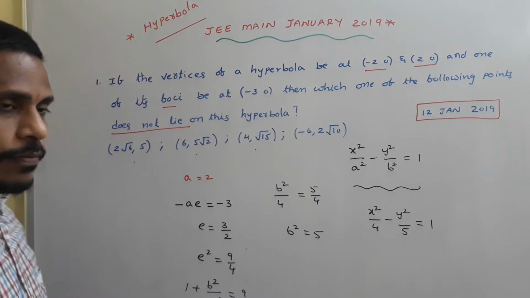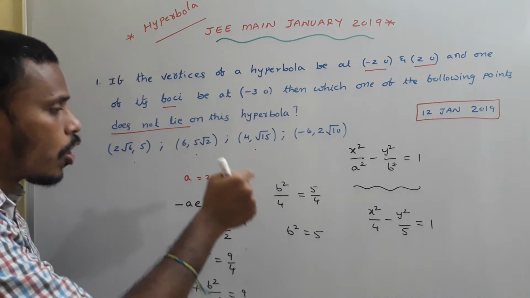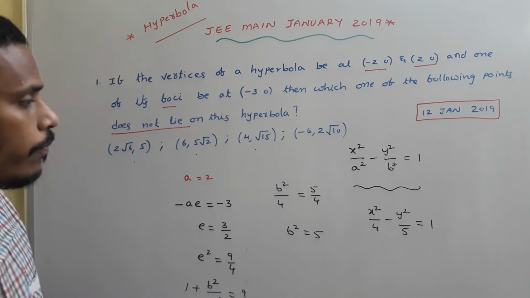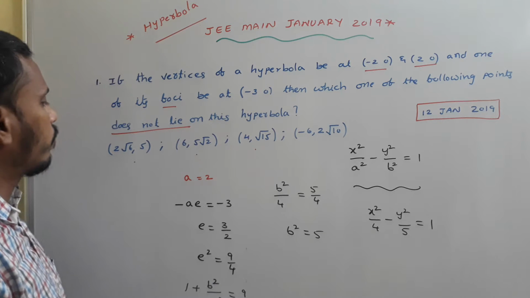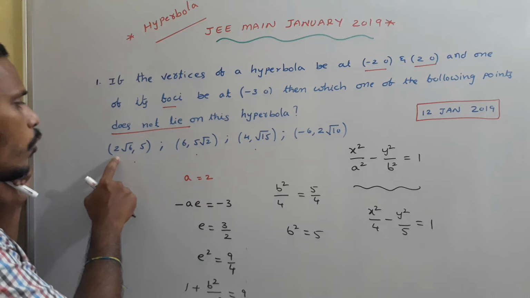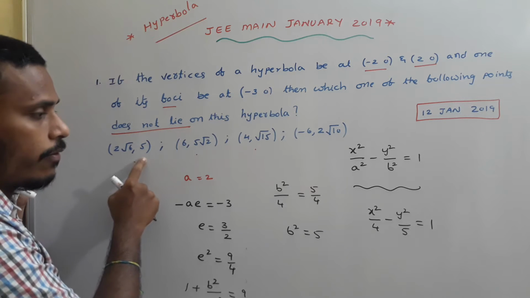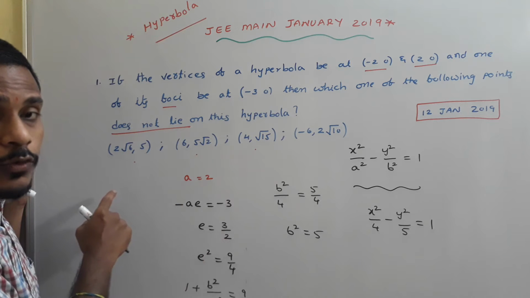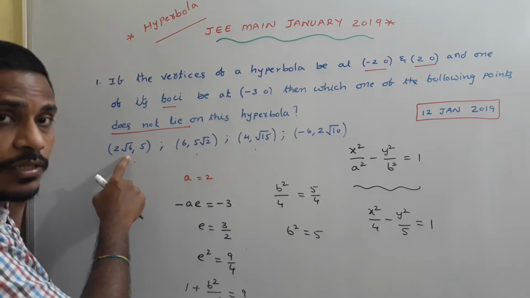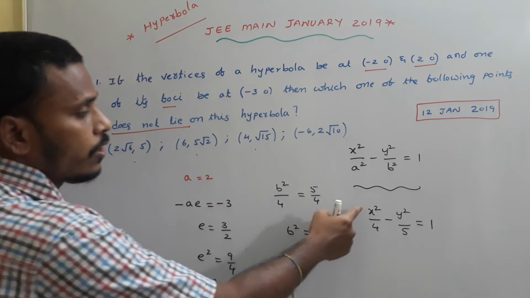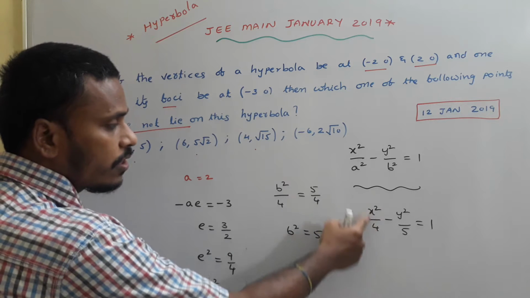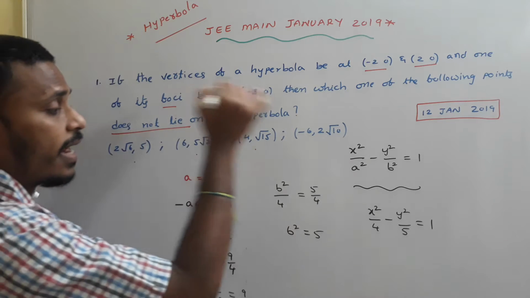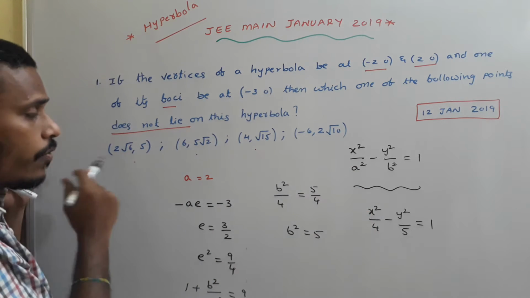Now we need to check which option is not satisfying the given hyperbola. That's what we need to check one by one. Suppose we just start with the first one, (2 root 6, 5). When you replace, 2 root 6 whole square: 2 square is 4, and root 6 square is 6. So 4 into 6 by 4 is 6, minus 5 is equal to 1. This is satisfying the given hyperbola. This is not our option.